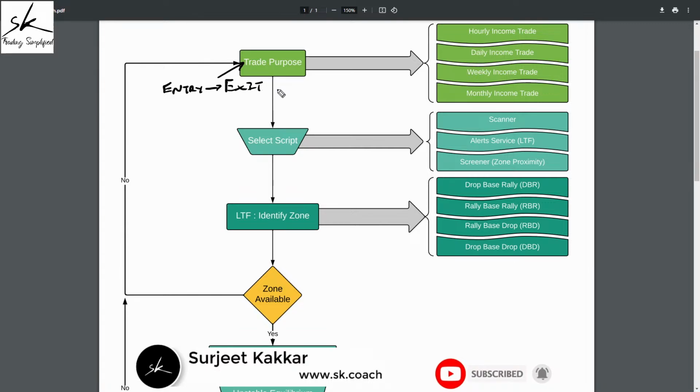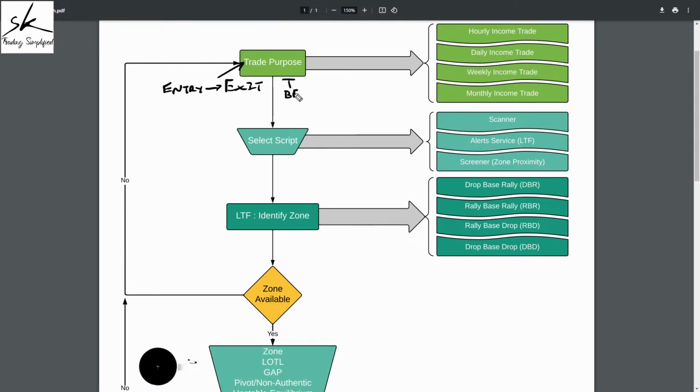Now, when I'm talking about the exit, it can be the target, it can be break even, it can be the trailing stop loss, it can also be the stop loss, any kind of exit. So when I'm talking about the exit, it's not necessarily profits, right? Exit can be in profit, exit can be in loss, exit can be break even, any kind of exit. So now the question is, why are we starting with the trade purpose?